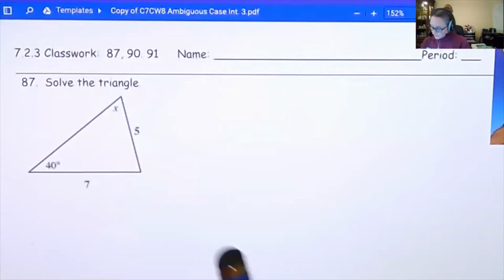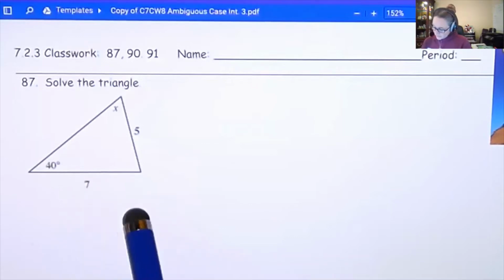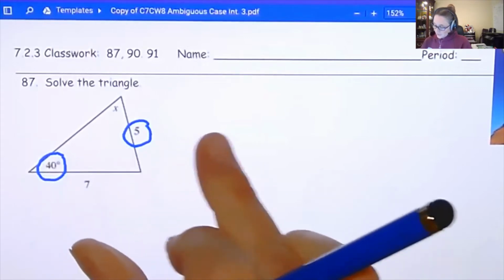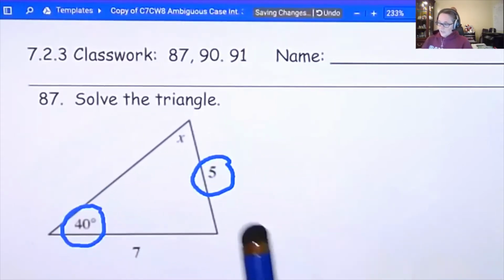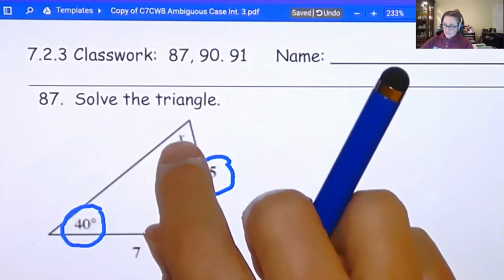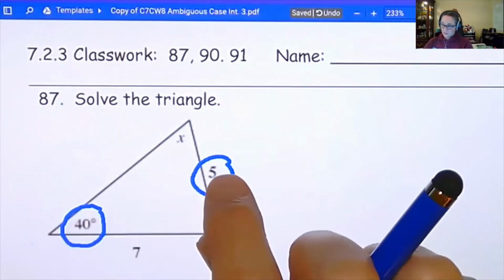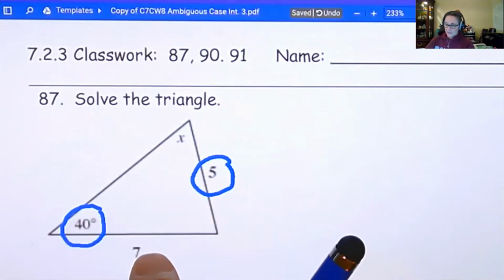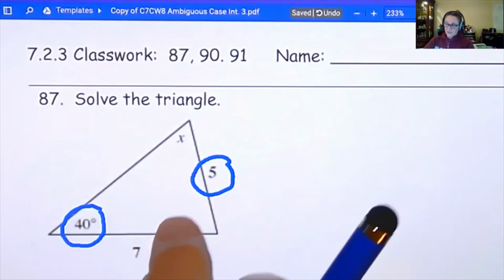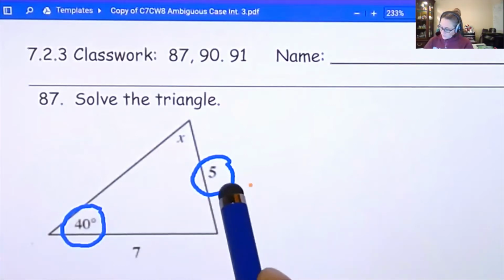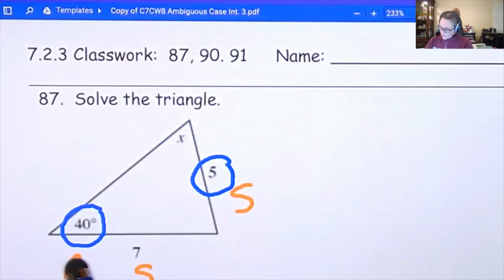So for this one, you'll notice that I have this 40 and this 5, so I have a pair, okay? And I need to find this angle. So this would be a situation where I would use law of sines, because again, I know an angle with the side opposite it, and I can use the side here to find the angle opposite it. So I'm going to use law of sines, but this is side, side, angle, side, side, angle. And that's when we have the ambiguous case.